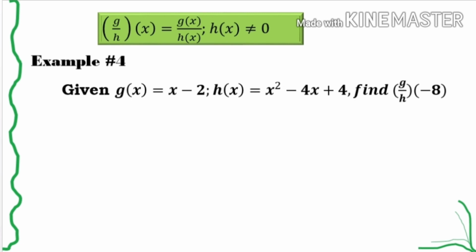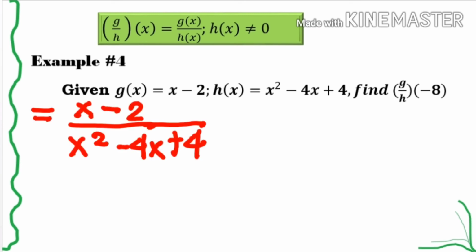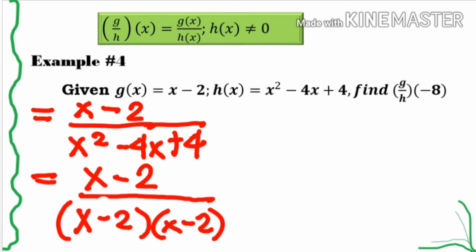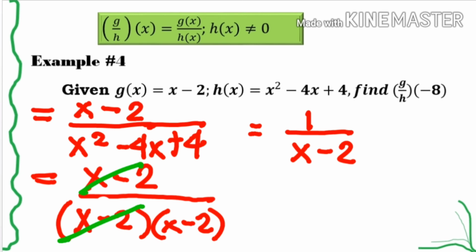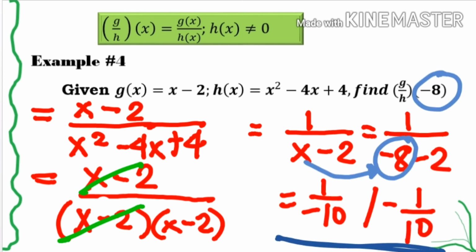Example number 4, given g of x equals x minus 2, h of x equals x squared minus 4x plus 4. Find g over h of negative 8. Substitute the given to the formula, since x squared minus 4x plus 4 has a factor of x minus 2 times x minus 2. So we need to cancel x minus 2. So we have 1 over x minus 2. Then substitute the value of x, which is negative 8. So 1 over negative 8 minus 2 is 1 over negative 10. So or negative 1 over 10.